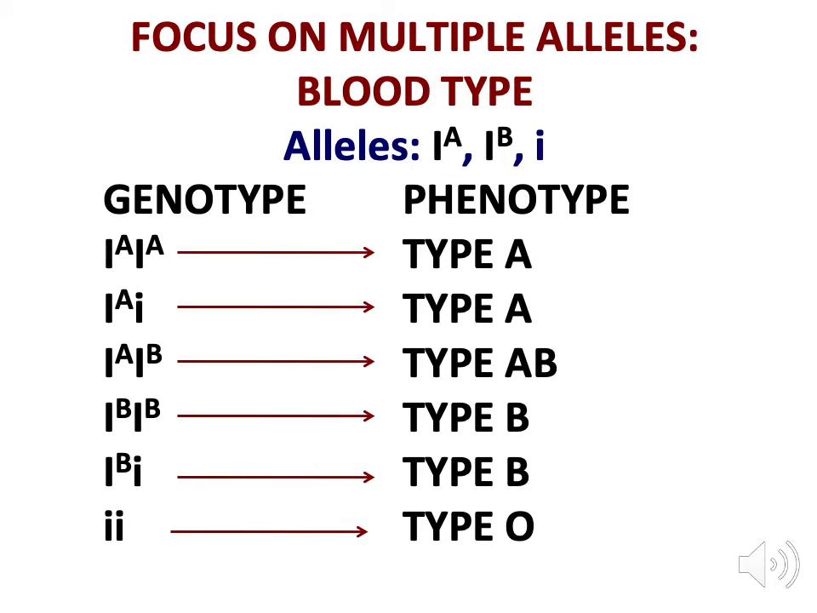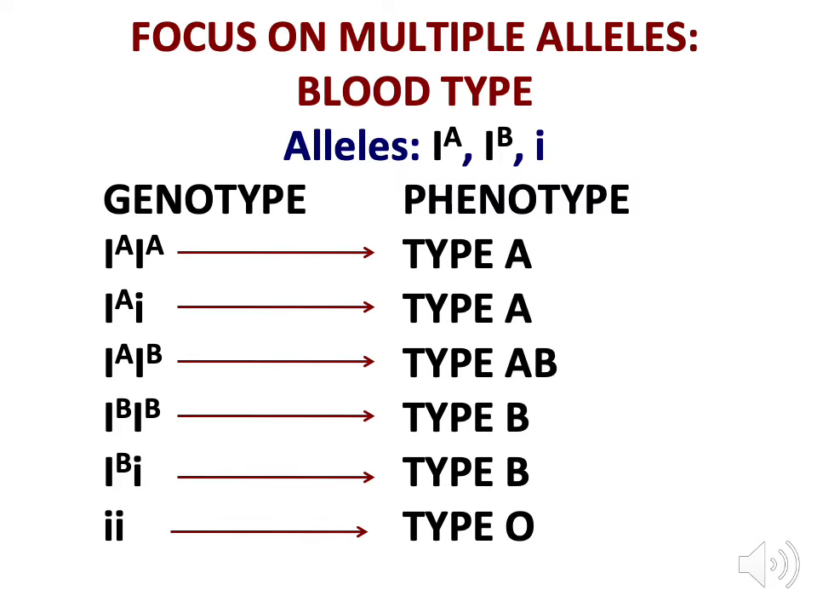In the case of blood type, I superscript A and I superscript B are codominant, as indicated by the genotype I superscript A, I superscript B below. Follow the arrow and you see that genotype codes for type AB blood. In other words, both A and B are fully expressed. Now, lowercase i, what we would consider to be the O allele, is recessive. And the only time you have type O blood is if you have 2 lowercase i's.